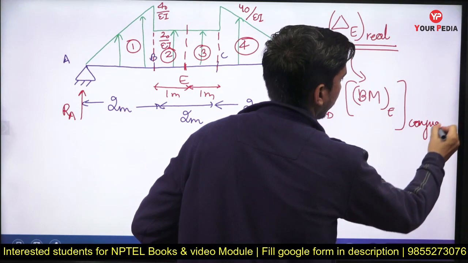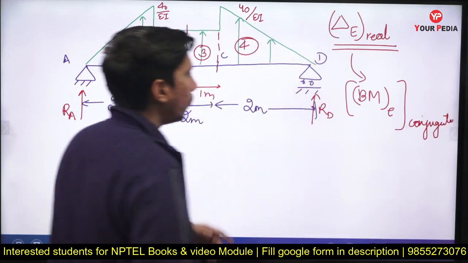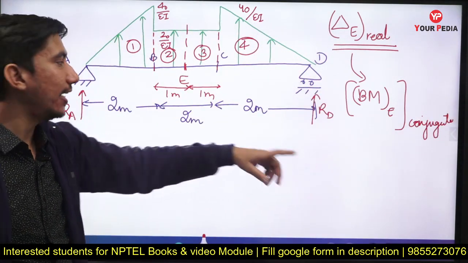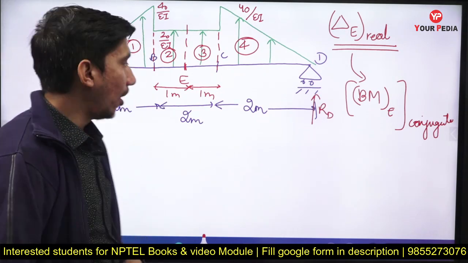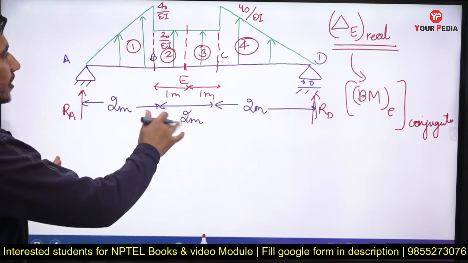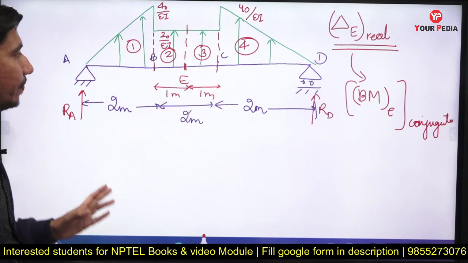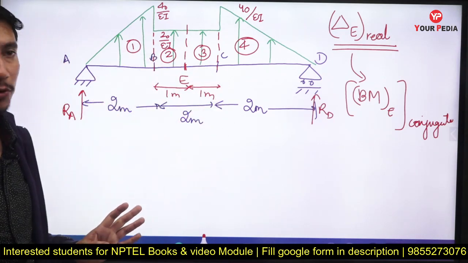In the conjugate beam, for finding the bending moment at point E, first I have to find the support reactions because their value will be required. Now how can I find the support reaction? First, as you can see, it's a simply supported beam and a symmetrically loaded simply supported beam.